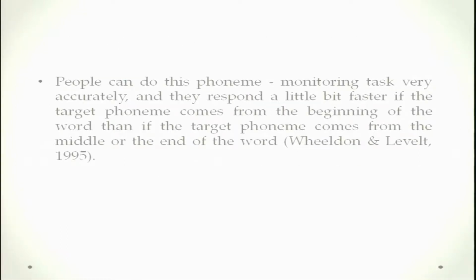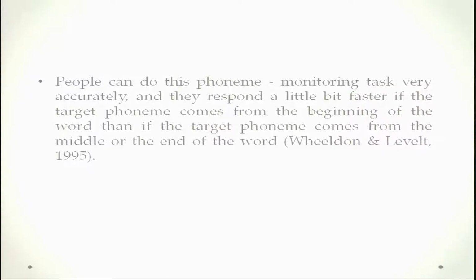What happens? People can do this phoneme monitoring task very accurately. They respond a little bit faster if the target phoneme comes from the beginning. If the target phoneme is R, then you are quicker compared to when the target phoneme is B, which will take a bit of time, because it is happening incrementally. People respond a bit faster if the target phoneme comes from the beginning of the word than from the middle or the end. This was taken as evidence that we are activating these things sequentially from left to right.